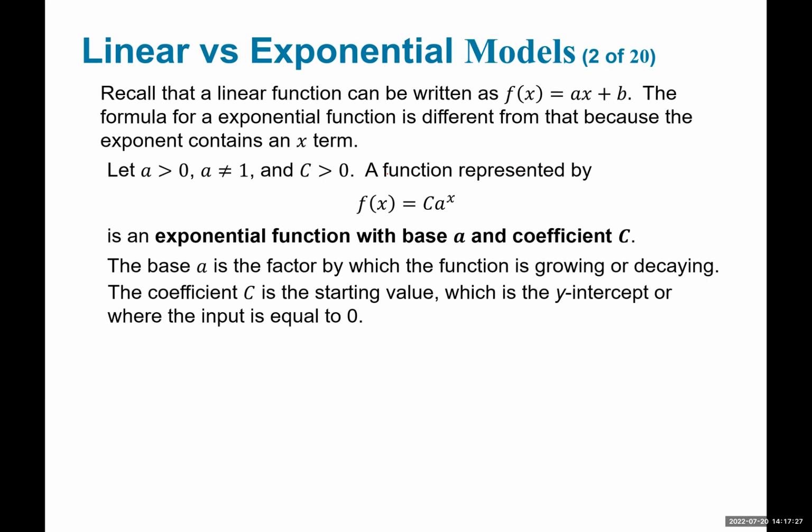Recall that in a linear function, we write it as like y equals mx plus b, and m is the slope. That's what we're adding every time on the table. Well, in exponential functions, you have a base of a and the coefficient of c. So you can see the difference in the types of functions. This is the difference in how they look.